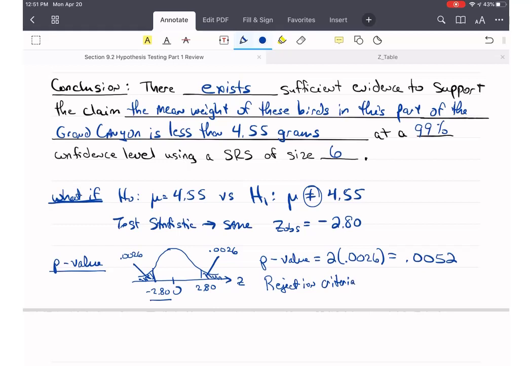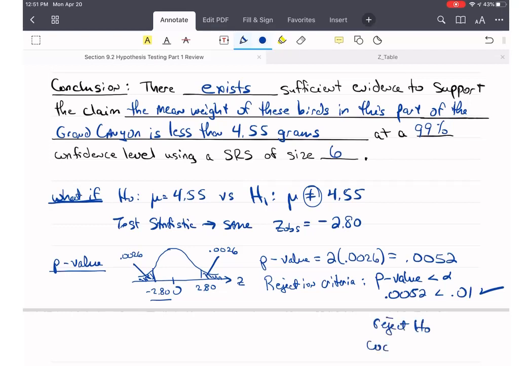And so our rejection criteria or critical region is p-value less than alpha, 0.0052 less than 0.01. It's still true. But you see how it could change because you're multiplying your p-value times 2 if you're doing a two-tailed test. So we would still reject H naught.